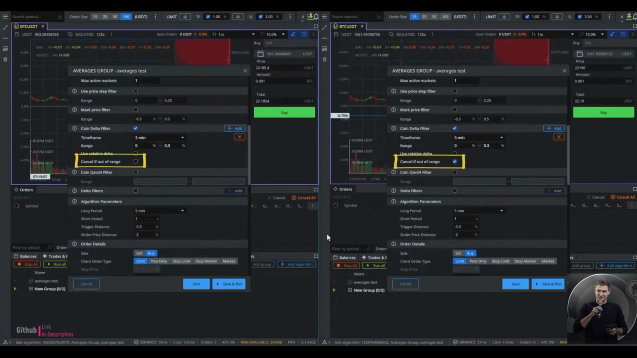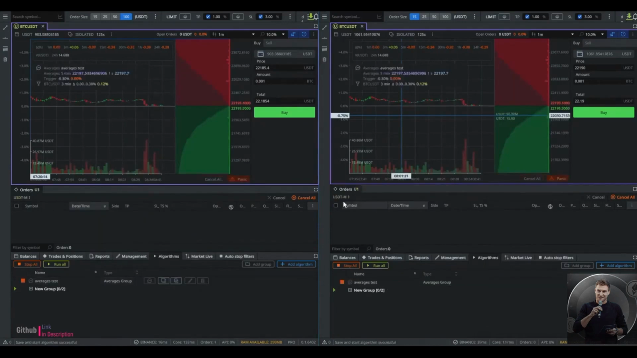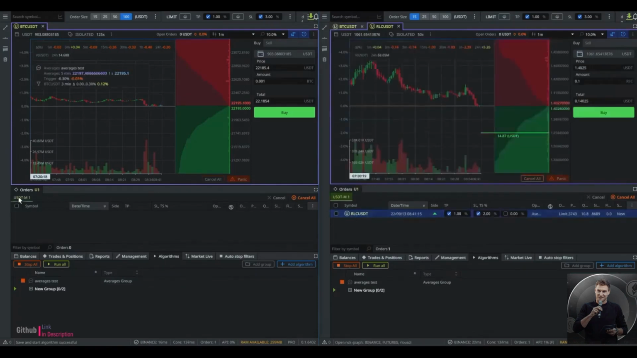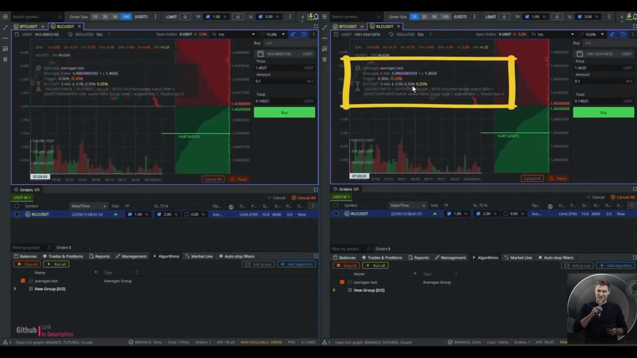This option cancels the orders we set if the delta exceeds our set values. Also, for a better understanding of how the algorithm works, use the algorithm profiling. It shows us the parameters set in the algorithm such as long and short period, trigger distance and delta filters if we use them.